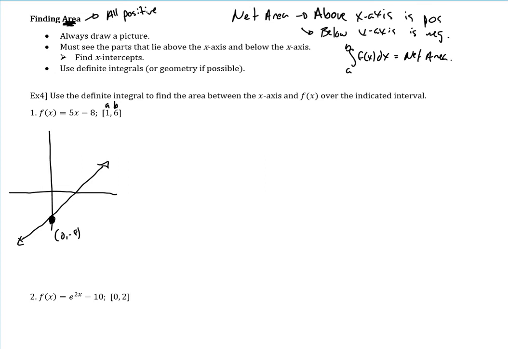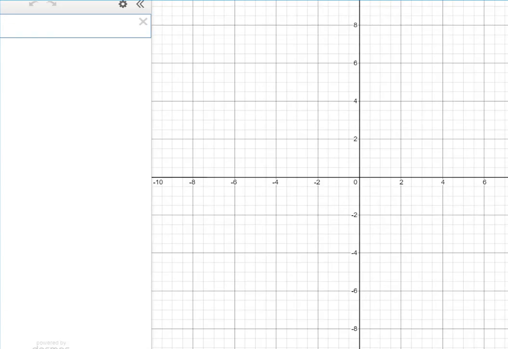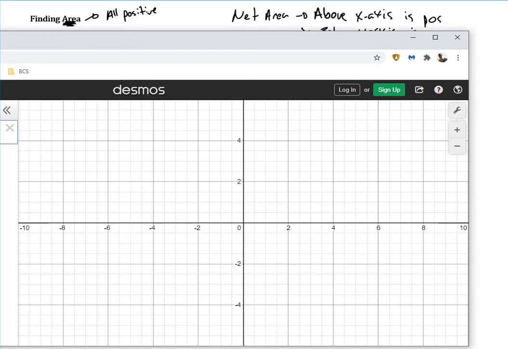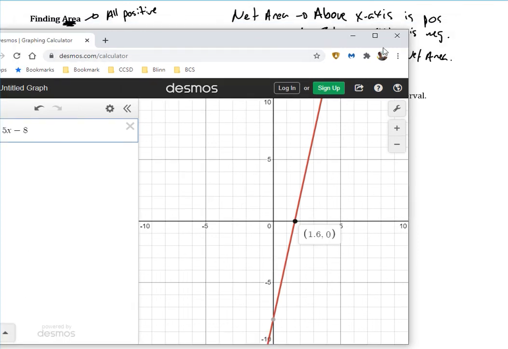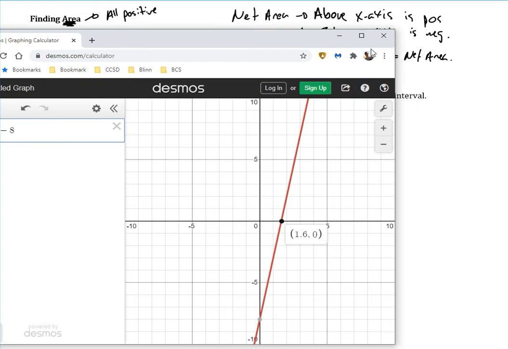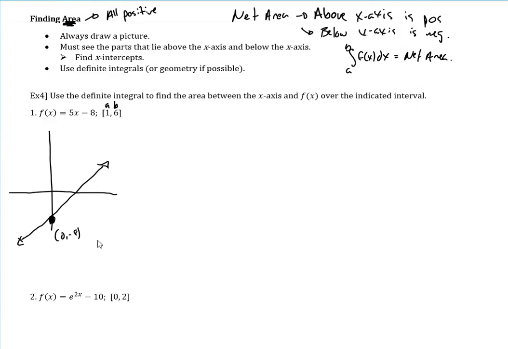Now let me go ahead and use our graphing calculator. Let's get 5x minus 8 plotted real quick, and that way we can see the intercept. It's 1.6, so that 1.6 is important. 1.6 comma 0 is where it crosses, so let's label that too. Okay, so that's our picture.